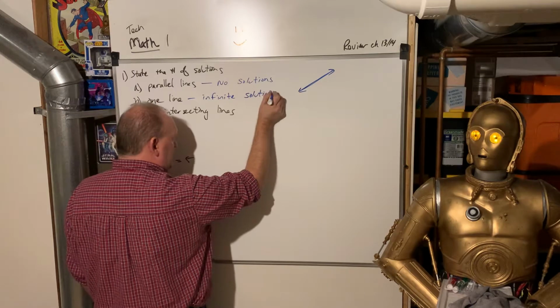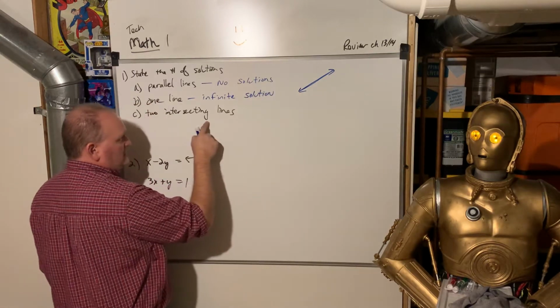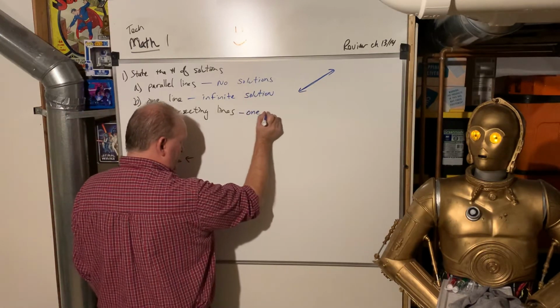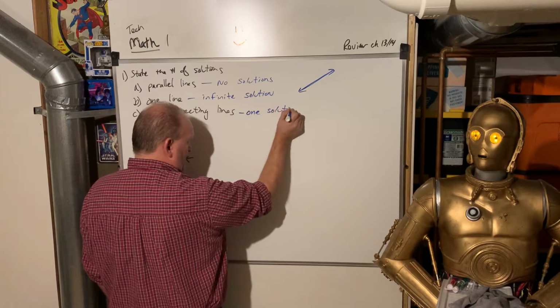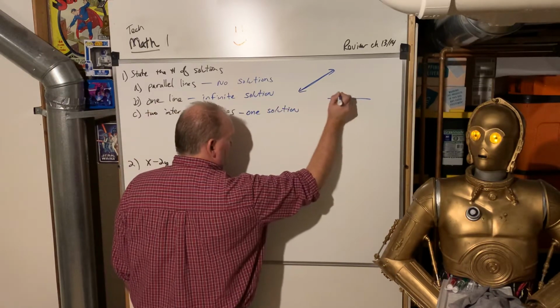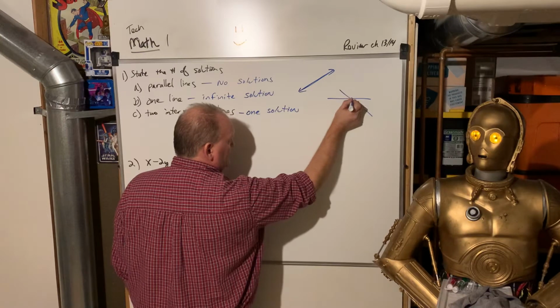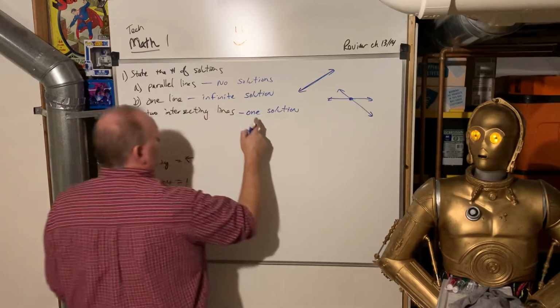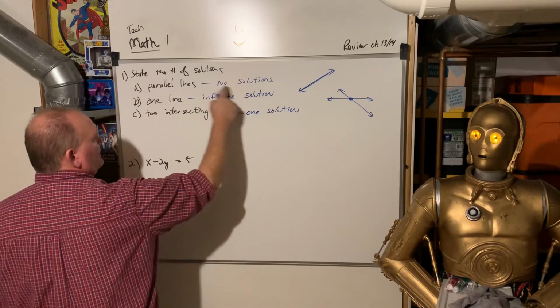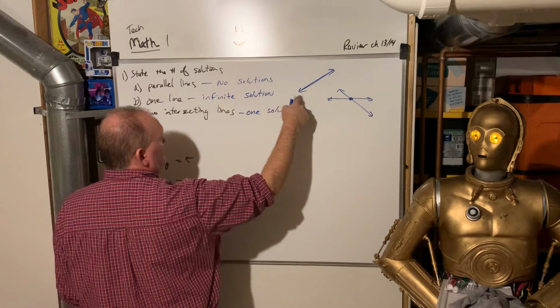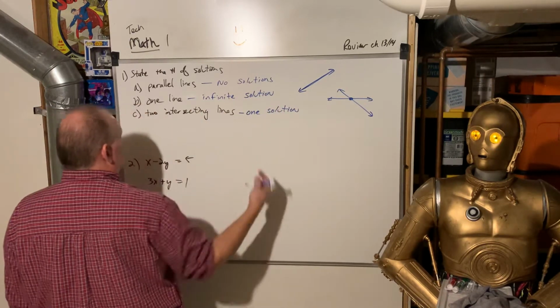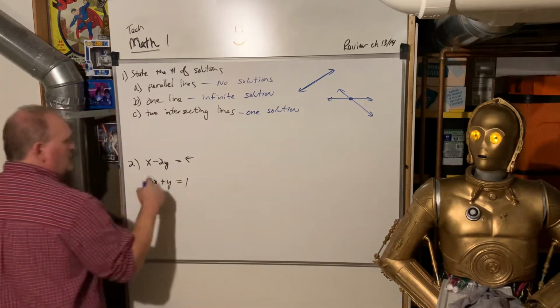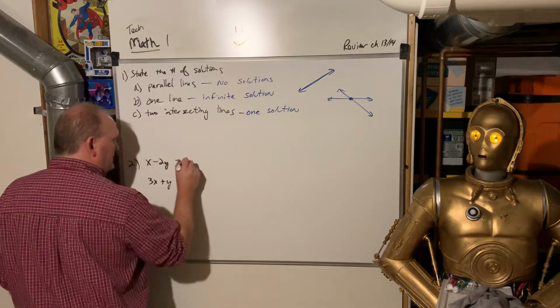And then the most common is when you have two intersecting lines, and that's one solution. And that just basically means where do two lines cross? It's at that point of intersection. And so that would be one solution. So no solutions for parallel lines, infinite solutions when it's the same line, and one solution when they're just intersecting lines. So this one, they want us to graph it.